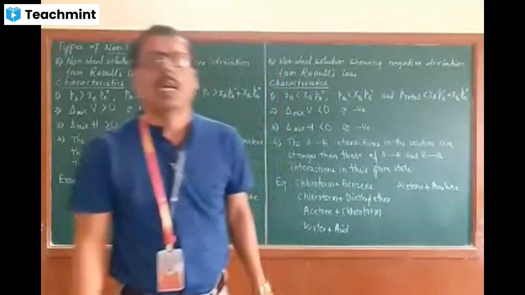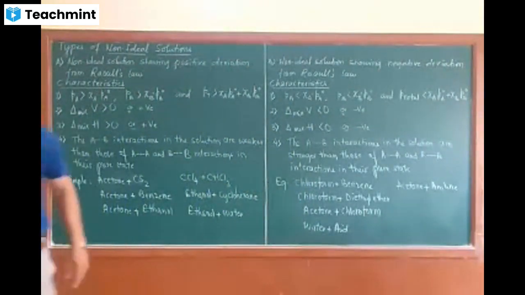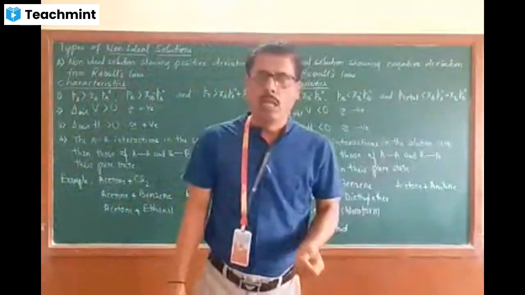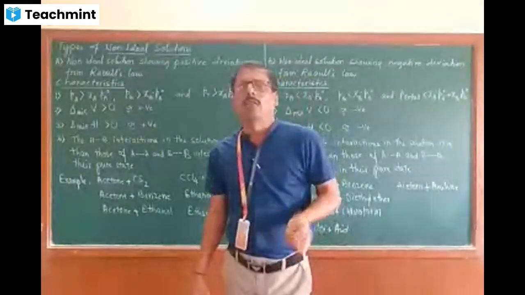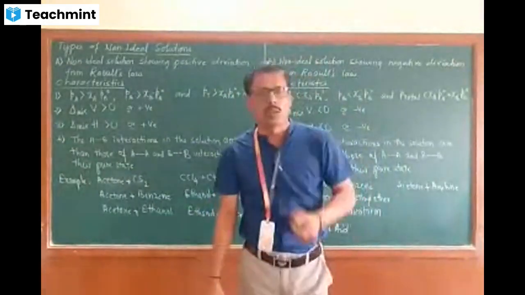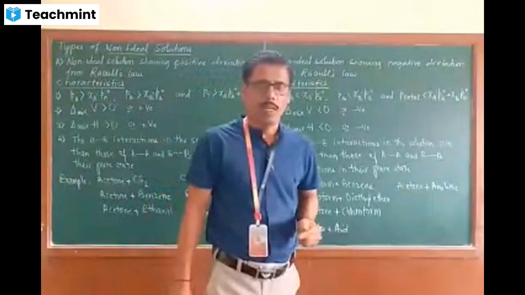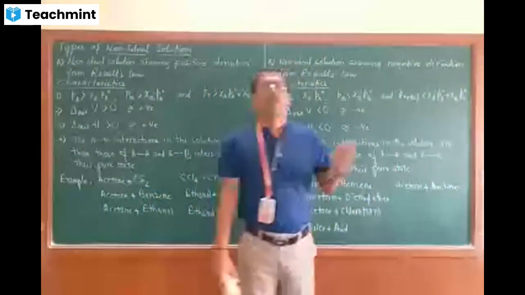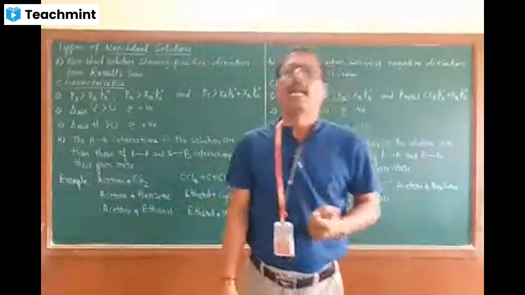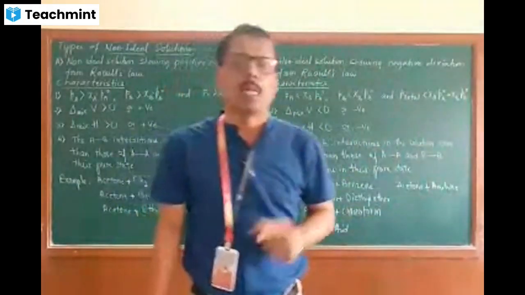This is regarding examples of non-ideal solutions showing positive deviation and negative deviation from Raoult's law. So, today let me complete the class. What have we studied? We have studied what an ideal solution and a non-ideal solution are, the characteristics of each, and examples for ideal solutions. We have also seen the types of non-ideal solutions: positive deviation and negative deviation from Raoult's law, with characteristics and examples for each type. Thank you.